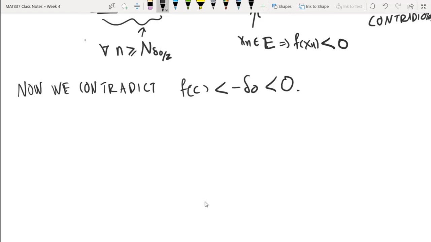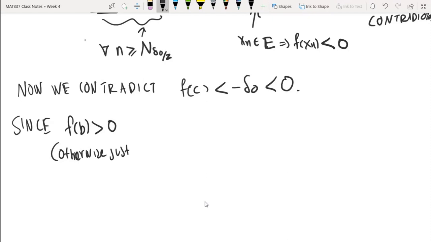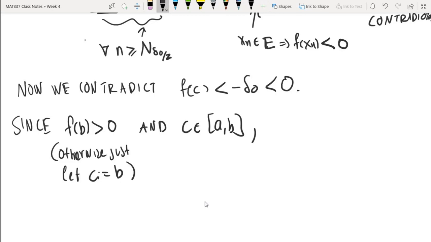Now that's a nice argument. Since f of b is strictly positive, because otherwise, just let c be b, we have c, and also, okay, one second. So we have this, and we prove that c is in AB. So we have c strictly less than b.